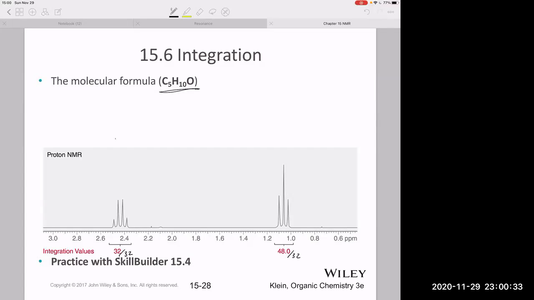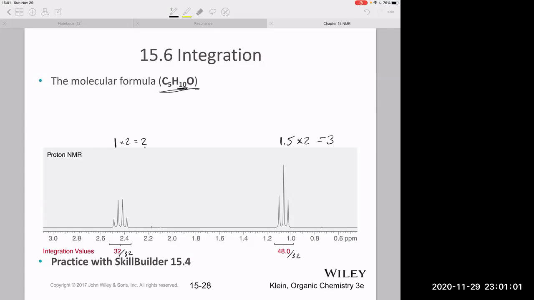That would give this one a 1. And this one would be 1.5. Well, that's not going to work. So I'm going to multiply by 2. So this one's 2, and this one's 3. Okay. And even then, that's still just the relative number. If we look here, I have at least 10 hydrogens in this formula. 2 plus 3 is not 10, right?